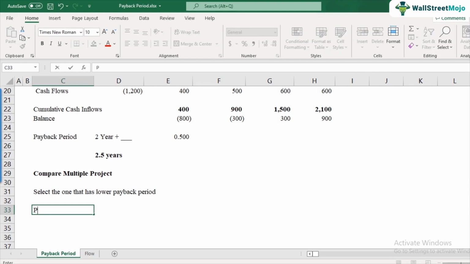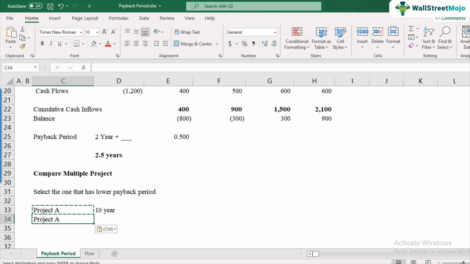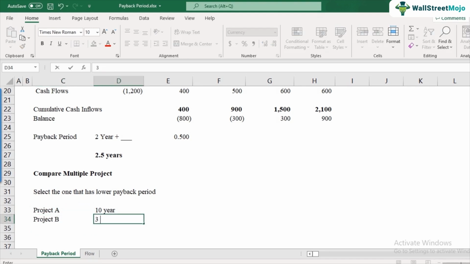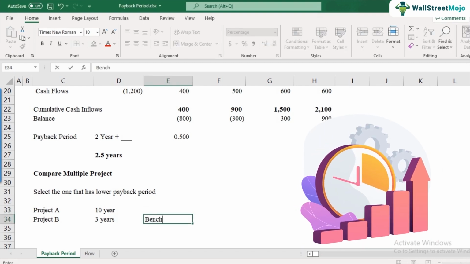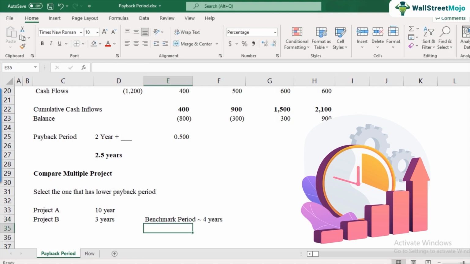So say, for example, there is a project A that has a payback period of, let's say, 10 years. And then there is project B that has a payback period of, let's say, 3 years. Okay, so which project should you select, project A or project B? Obviously, when you compare between these two projects, project B is a good one, right? But whether you should select it or not depends on something like a benchmark period, and it comes from the management. So if management is expecting that whatever project they invest in should have a maximum payback period of, let's say, 4 years, in that case, project B is a better option, right?